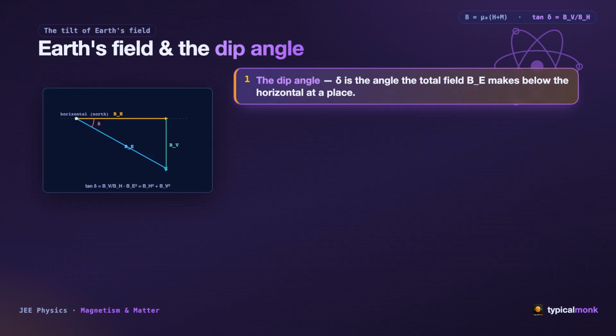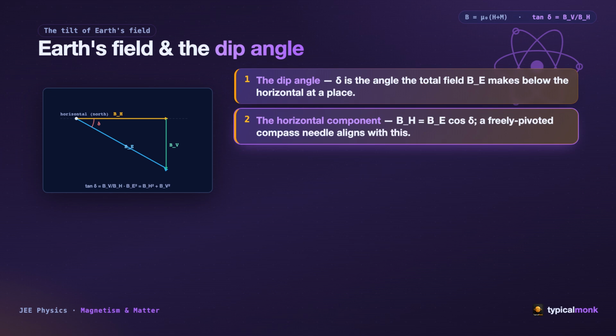Now the picture behind it, the tilt of Earth's field, resolved into its components. The dip angle, delta, is the angle that the total field, B Earth, makes below the horizontal at a place. The horizontal component, B horizontal equals B Earth cosine delta, and a freely pivoted compass needle aligns itself with this.